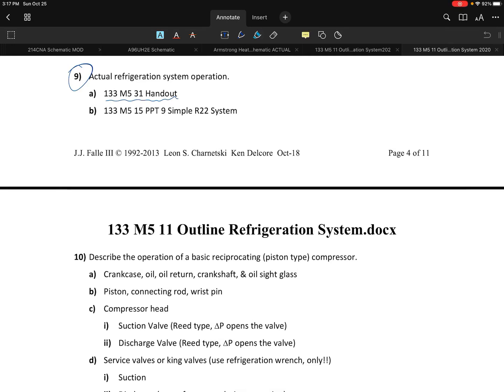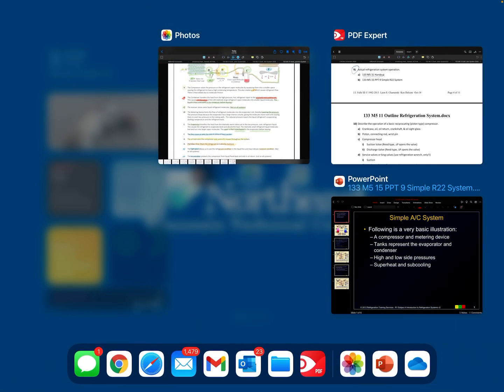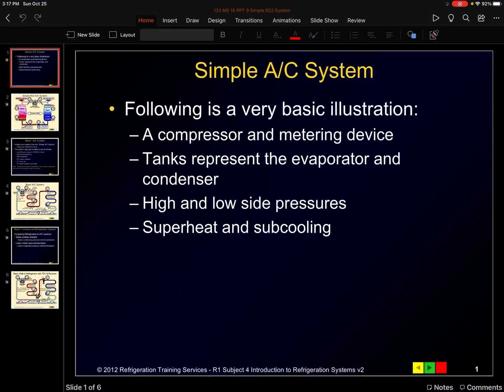All right, let's take a look at the next part of the handout 133 M511 on the outline. So we just had finished looking at handout 31. I'd like to take a look at the item 9b, which is a simple R22 system. So I'm going to go to that PowerPoint that's in your lecture materials, and we'll take a peek at that.